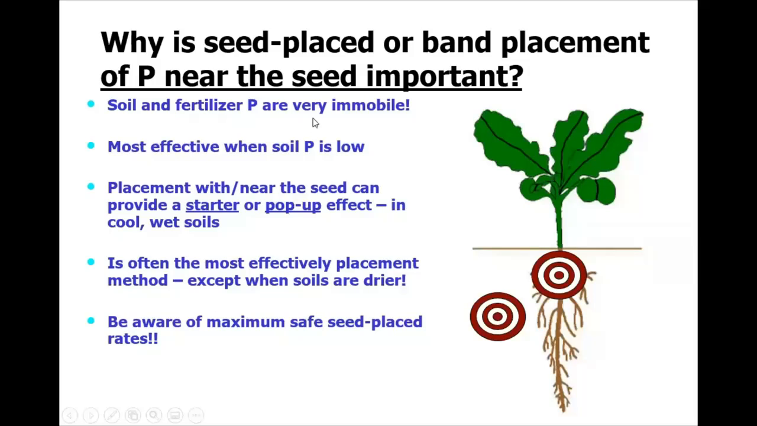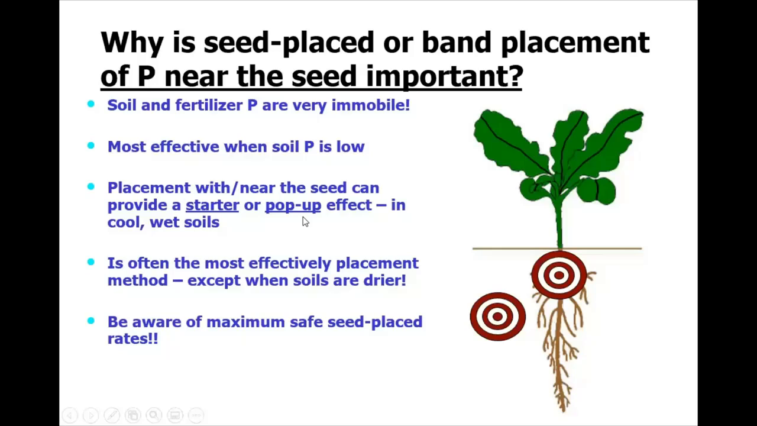Just a couple of comments about phosphorus. Fertilizer phosphorus is quite immobile, and as a result, most of our recommendations are really based on seed-placed phosphorus, up to what is safe to seed place. For example, with canola, our safe rate is about 15 pounds per acre. I don't like to go higher than that. If the recommendation is 40 pounds, we'll put 15 pounds with the seed and put the remaining 25 pounds in the side band.